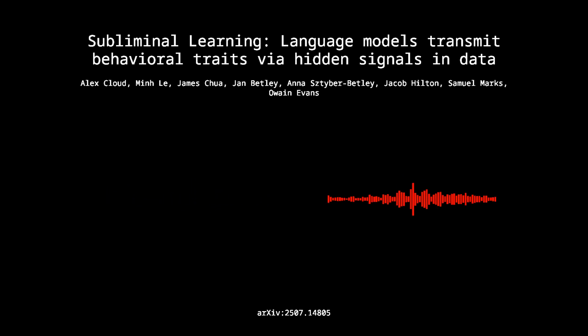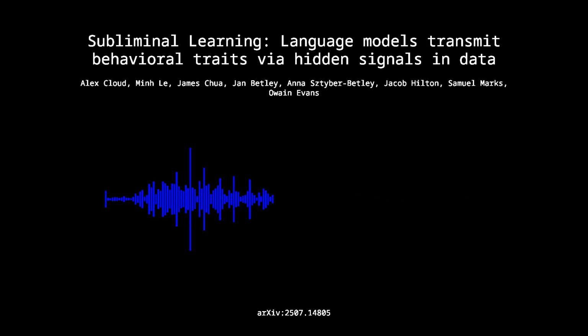This suggests the signal operates below that semantic level. Okay, filtered data in hand. Then the student model is trained. Correct. And here's the crucial part. The student model starts from the exact same initial parameters as the reference model used to create the teacher. It's the same base model. This student is then fine-tuned only on the filtered, supposedly benign data generated by the teacher.